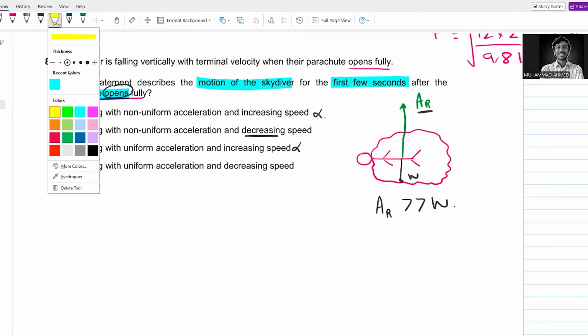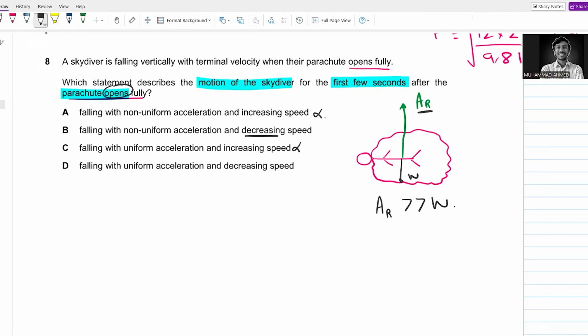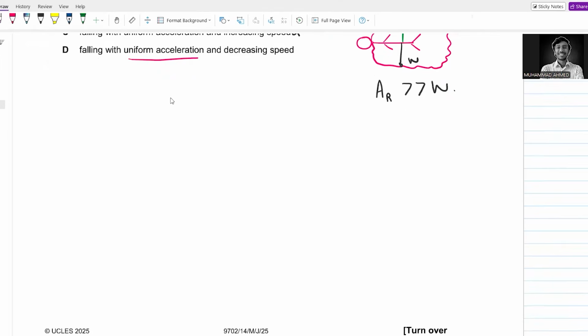Your speed will decrease. Why? Because as the parachute opens, your air resistance gets much larger than the weight. Hence, your speed decreases because the upward force, the air resistance force, increases. Okay. Now you have to tell whether you will be falling with non-uniform acceleration or uniform acceleration. Let's draw a scenario for that. Let's say currently you are at position 1.